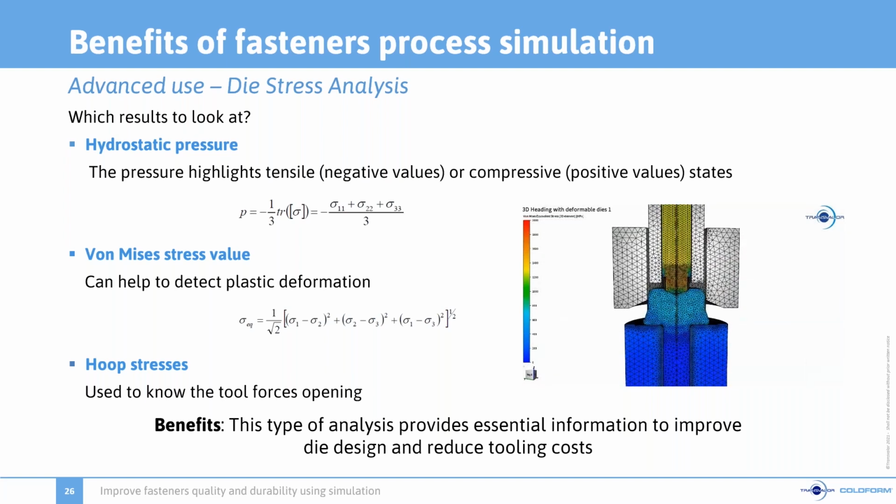For tools analysis, the main results to look at are the hydrostatic pressure, where the negative values highlight tensile zones and the positive values highlight compression zones. The von Mises stress value can help to detect plastic deformation. Hoop stress can be used to know the tool force needed for opening. In the next slides, we will see how to model more complex tooling such as shrink-fit dies and multiple inserts.